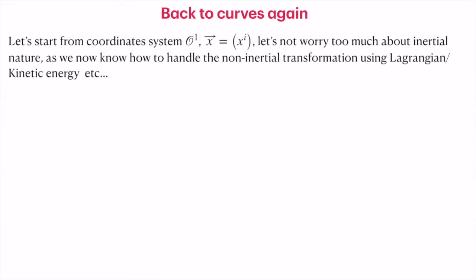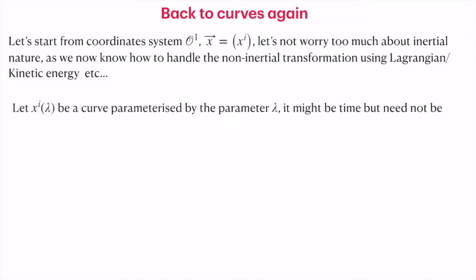Let's go back to curves again. Here, let's do something more interesting. Let us start from a coordinate system O1, with coordinates x^i. Let's not worry too much about the inertial or non-inertial nature of the transformation. We know how to handle them using the Lagrangian or kinetic energy and so on. So we generally have a curve. The curve is parameterized by a real parameter, which we call lambda. The curve is a mapping from the real line to R^n, and we denote it as x^i of lambda, which represents the curve.